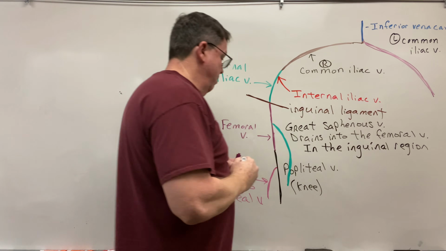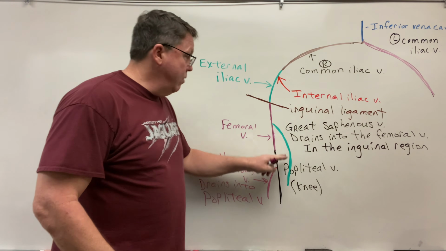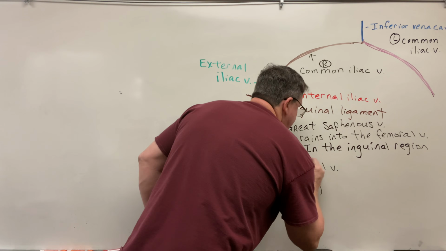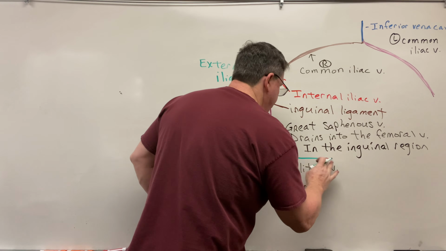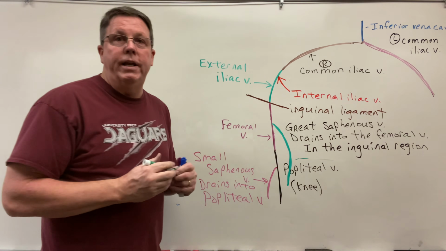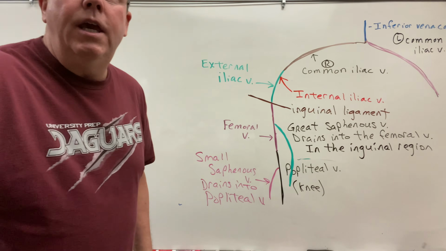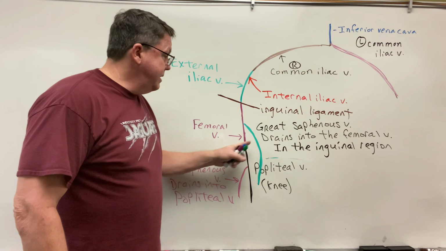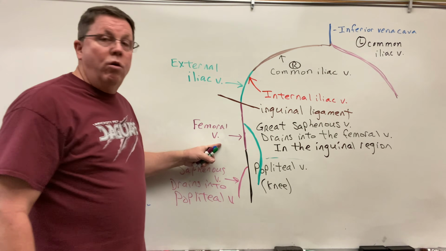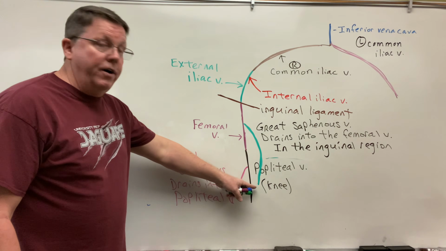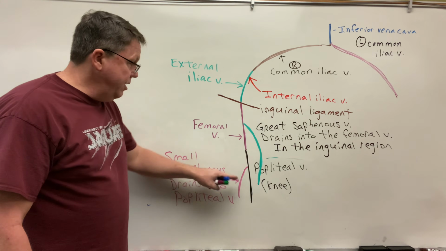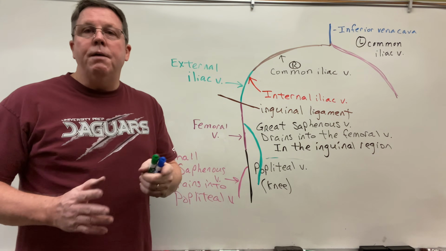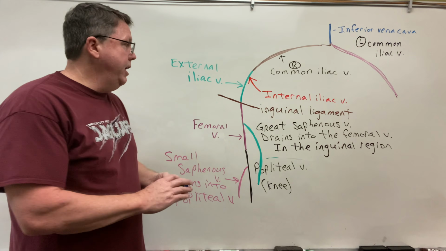Okay, so once we get to the knee, we're going to have the great saphenous vein. Oops, I never wrote that down. This is my great saphenous vein here. Oh, I did write it down. I'm sorry, I wrote it in black. I was looking for it in green. So my great saphenous vein is going to drain into my femoral vein. Remember, starting all the way down the foot, my small saphenous vein is going to drain into the popliteal vein. My popliteal vein was made up by the anterior and posterior tibial veins.